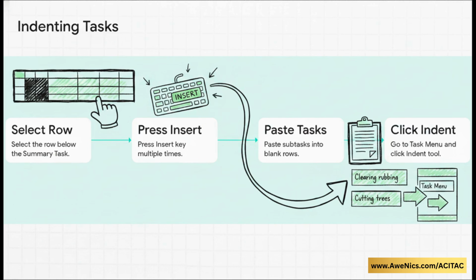To nest those smaller jobs underneath it, you just select the row immediately below it, which in this case would be excavation, and hit the insert key on your keyboard for however many blank rows you need. Paste in your subtasks, things like clearing rubbing, dismantling, or cutting trees. Then just highlight those new subtasks, head up to the task menu under Schedule Options, and click the Indent tool.